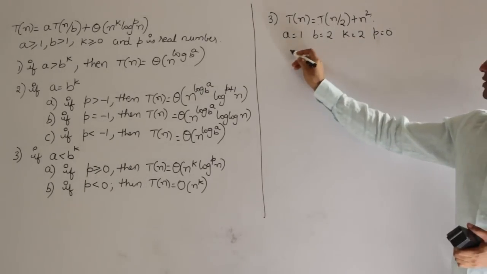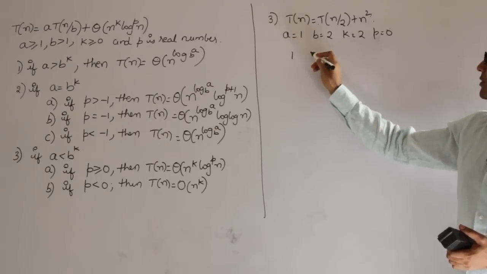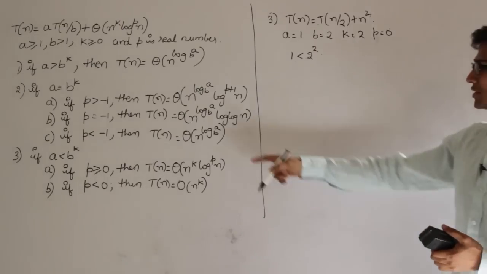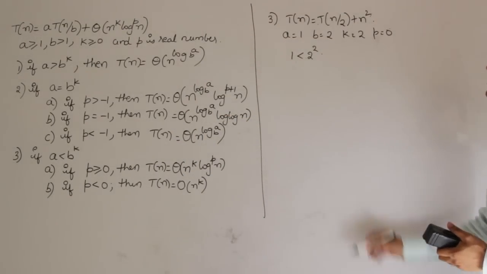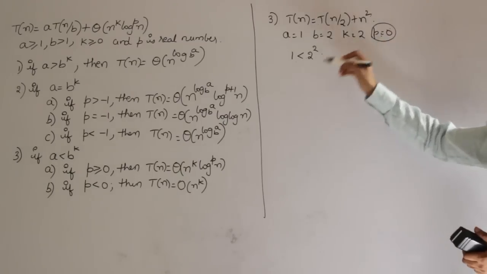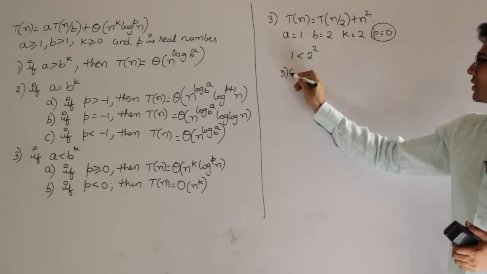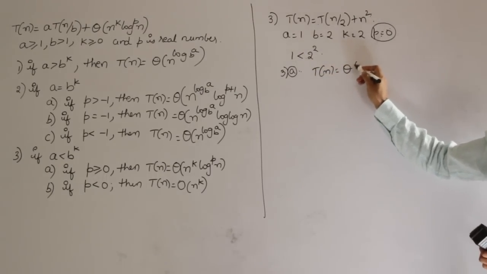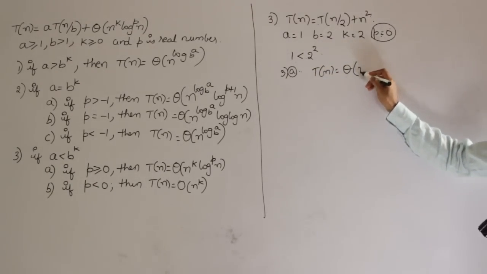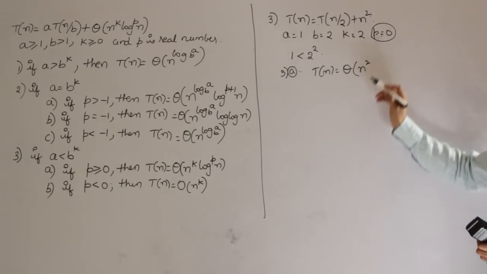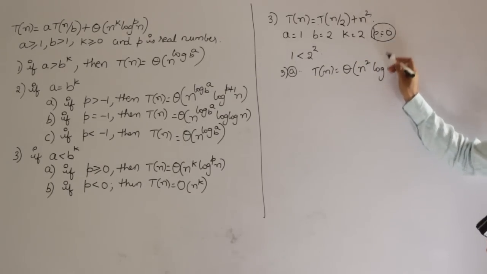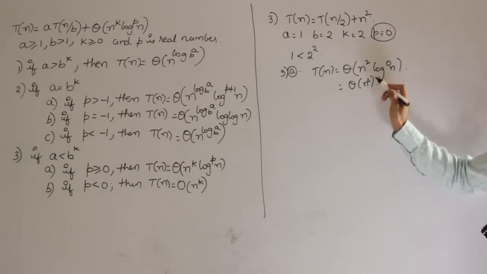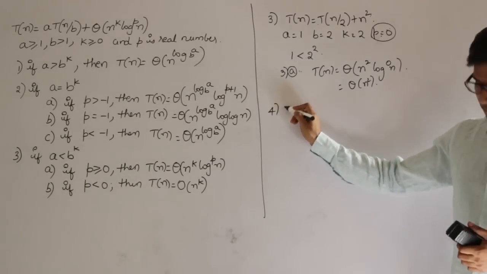Now we should compare a and b power k. A is 1 and b power k is 2 power 2, 4, which means a is less than b power k. So which condition is it? Third one. So in the third condition, what about the value of p? P value equal to 0. Therefore this falls in 3a. So this is the condition. Then T of n equal to theta of n power k. What is n power k? N square into log power p n. Log power 0 n is 1, which is nothing but theta of n square. Let's see the next problem.